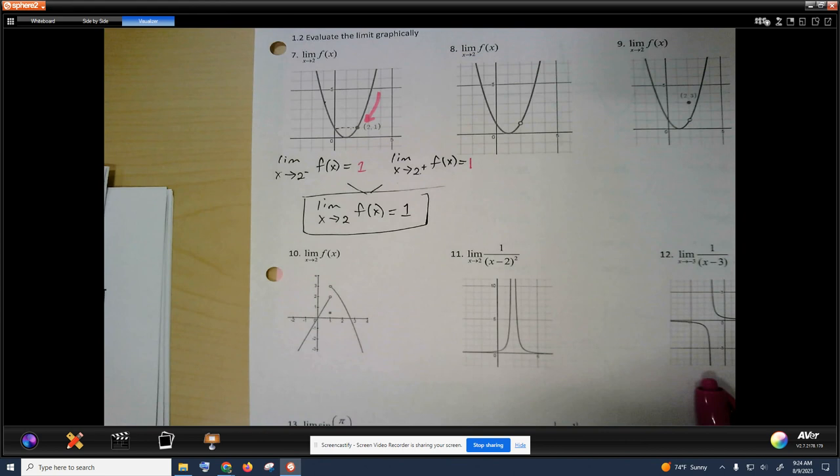Worksheet doesn't have that one. This one. This is the second worksheet.